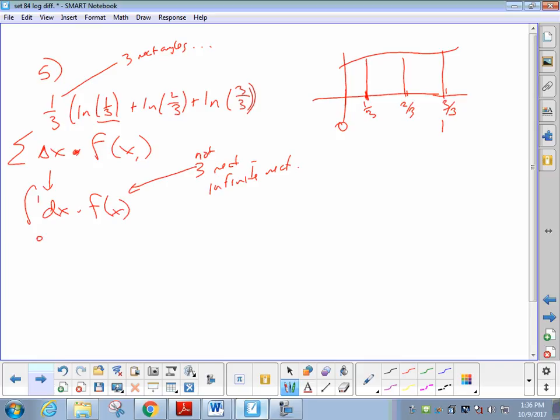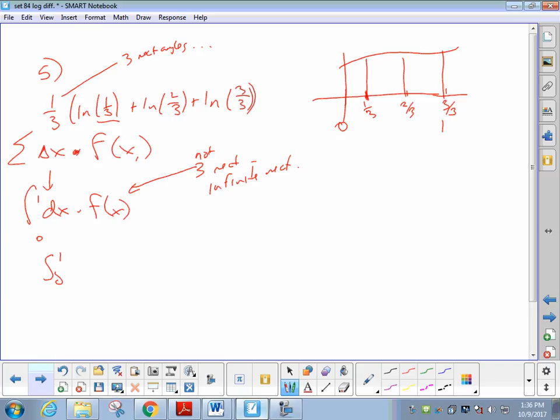What if it had said left-hand rectangles? Then what would the limits be? One third to four thirds. Four thirds. Okay. They said right hand, so it's 0 to 1. All right. All that's cool. I have that part. Boom.